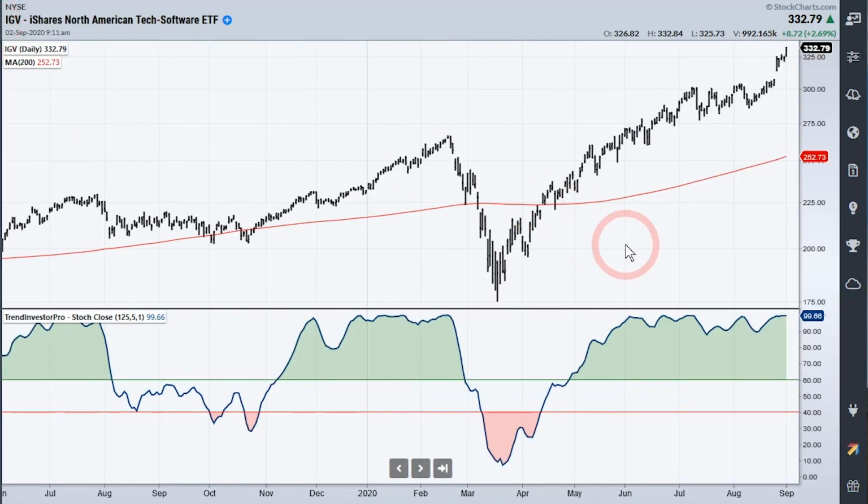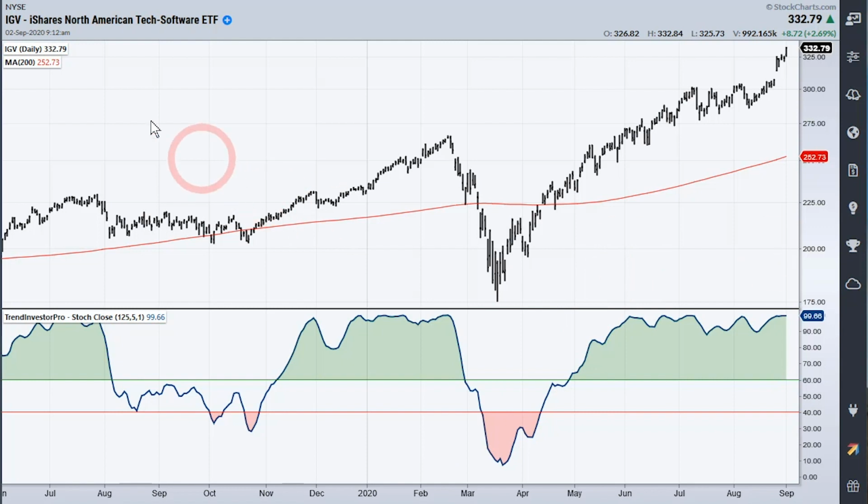And I like to use this indicator for ETFs because I think it kind of works as a volatility adjusted trend indicator, because it takes out the volatility, whereas RSI has a little bit of momentum in it. Rate of change, of course, has momentum, but StochClose is like a volatility adjusted indicator.